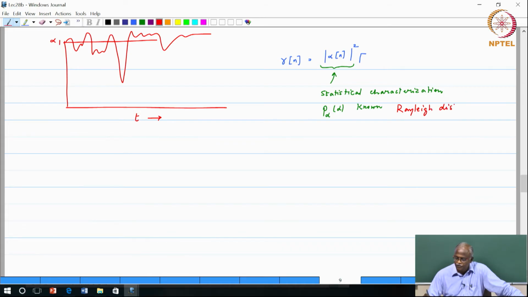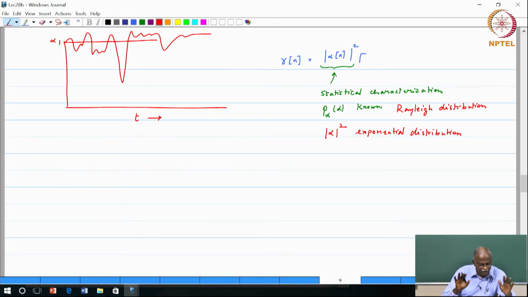Rayleigh distribution. Again, it is not important for us, so I won't spend too much time on it. But what we need is alpha squared. The magnitude alpha squared has an exponential distribution. So again, this is also known. The key point to take away is that the SNR is fluctuating, but I know the statistical characterization of this type of SNR.